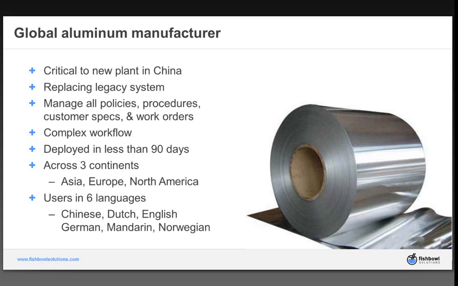They also do custom orders, so they're manufacturing aluminum to customer specs specific for a particular order. And so all of the review around all of those specs, all of the work orders, the procedures to manufacture it, they had some complex workflow requirements, so we worked with them closely to make sure that all of the documents got routed appropriately and that the proper approvals could be tracked and traced.